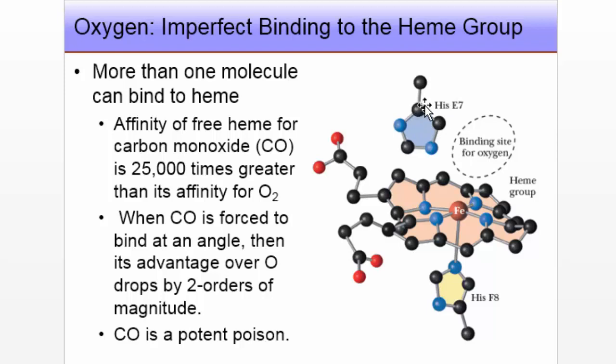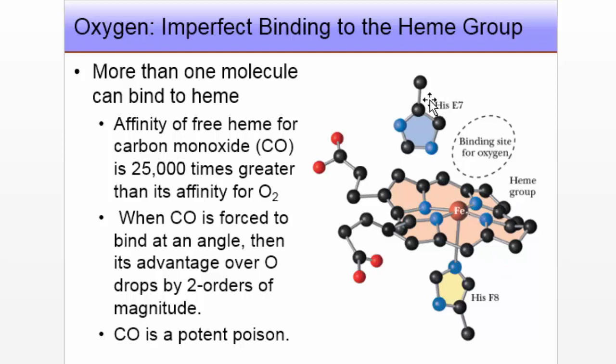Now we also have another histidine residue found in the interior of the molecule called histidine E7. The 7th residue in helical segment E lies on the same side of the heme group as the bound oxygen. Now, this second histidine is not bound to the iron or to any part of the heme. As you can see, it is free. But it acts as a gate.